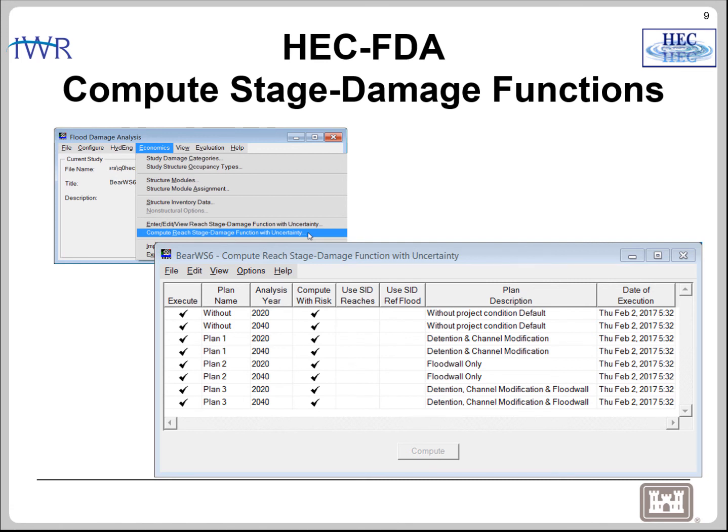In HEC-FDA, after you enter your damage categories, your structure occupancy types, you enter your structure inventory, you're going to compute the stage damage functions from the economics menu of HEC-FDA.